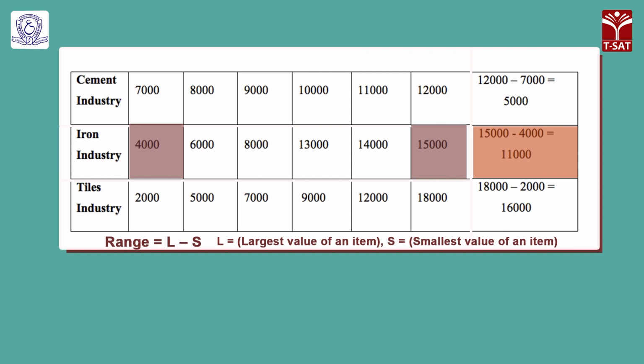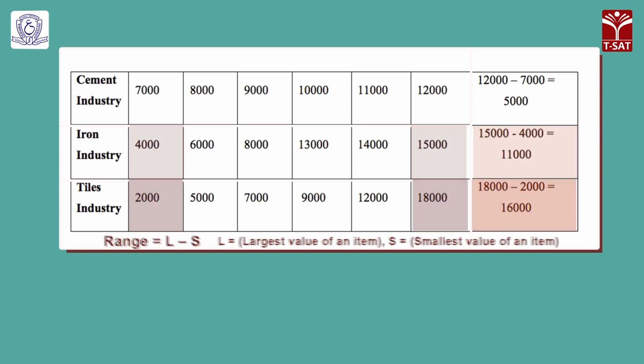If you see in the iron industry, the lowest salary is rupees 4,000 and highest salary is rupees 15,000 per month. The range in iron industry is equal to L minus S, that is 15,000 minus 4,000, which is equal to rupees 11,000 per month. So, the range in the iron industry is 11,000. And if you see in the tiles industry, the lowest salary is rupees 2,000 and highest salary is rupees 18,000. The range in the tiles industry is L minus S, which means 18,000 minus 2,000, which is equal to 16,000. The range in the tiles industry is 16,000.